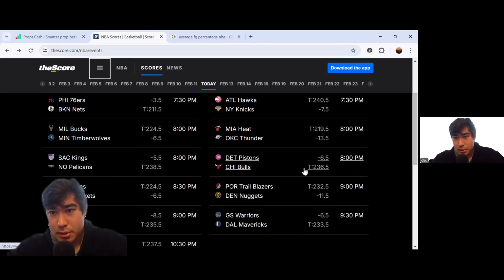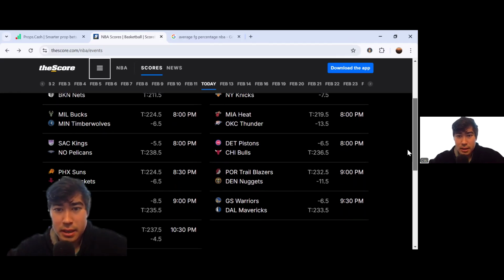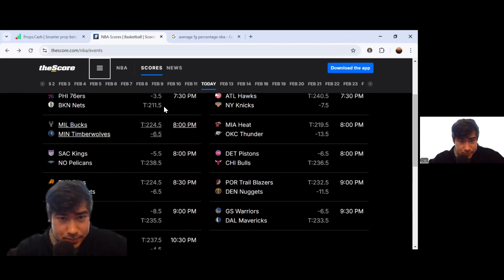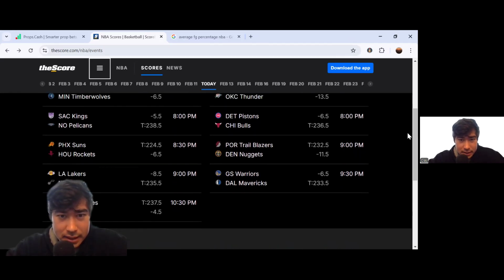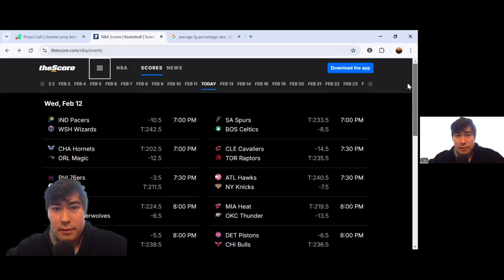Bulls are playing like ass. I would just take the Pistons minus 6.5 here. But yeah, spreads and totals are not your friend. They're meant to be rigged. They're meant to be dead on, and they usually are. Especially the totals. The totals are so close every time. I just stay away from that stuff.